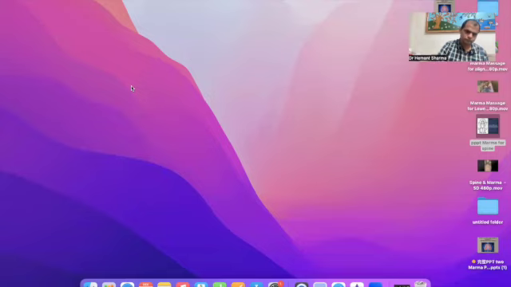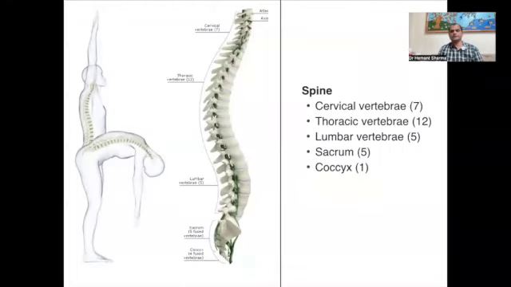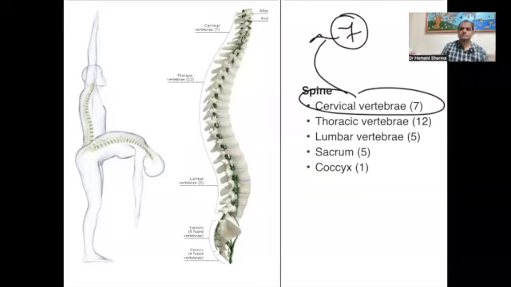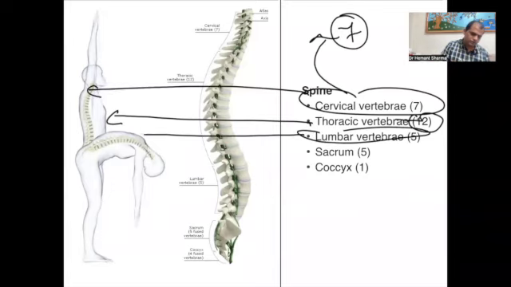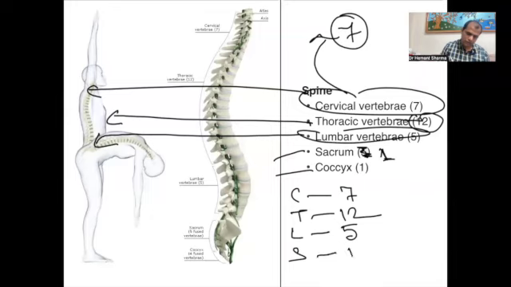So the answer is revealed: the remaining 26 bones are in our spine. Whenever we discuss the spine, it is a highly flexible part. In the neck region, we have 7 cervical vertebrae. Then the thoracic region, 12. Then the lower back or lumbar region is 5. Then sacrum, count 1 here right now. And the coccyx is 1. So cervical 7, thoracic 12, lumbar 5, sacrum 1, and the coccyx or tailbone 1. Then how many total?